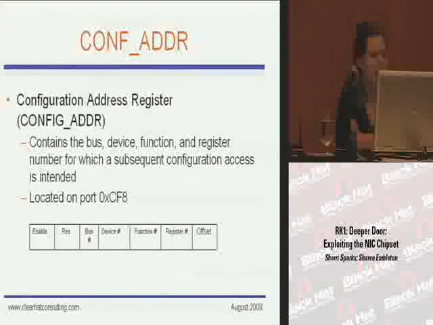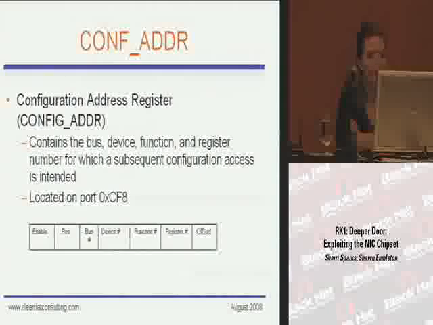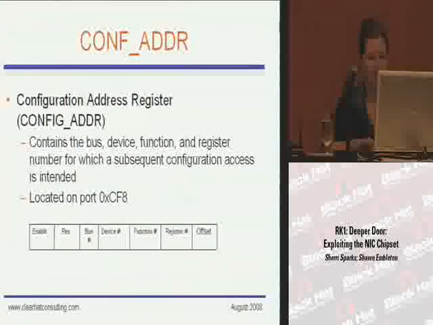So basically what we have to do is program the configuration address register with the location of the device configuration space that we want to access. The configuration address register is located on port CF8 and is accessible through standard I/O. So basically, the assembly in and out instructions can be used to program it.